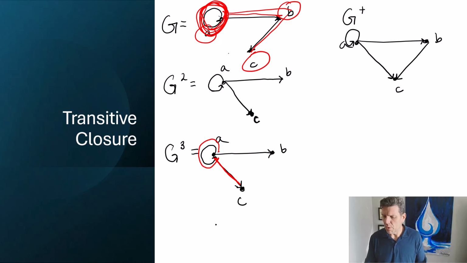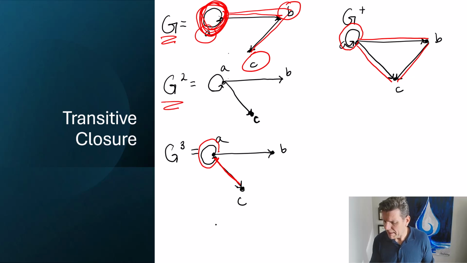So now let's look at G+. G+ is just going to be the union of these. So again, it'll look exactly like G union G squared. We'll have the self loop, we'll have A to B, we'll have B to C, and we'll have A to C. So we'll have G, and then we can add in this one piece going from A to C from either G squared or G cubed. And that's the transitive closure.